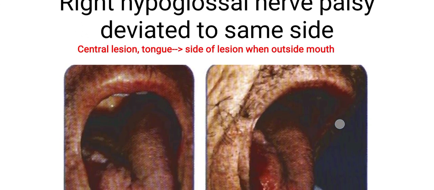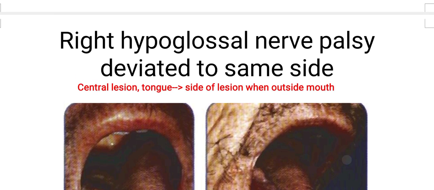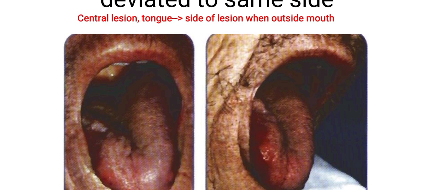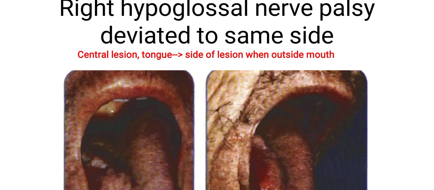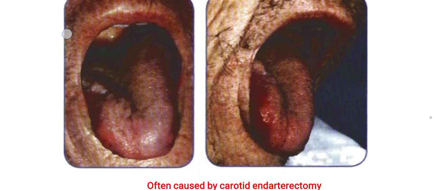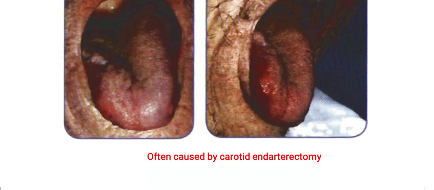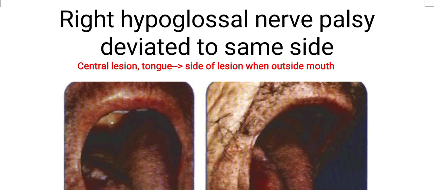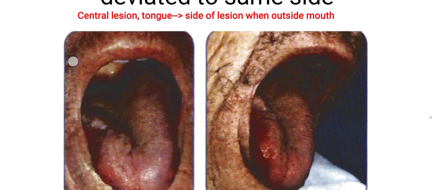Our next picture, here you can see the picture of the tongue. This is the right hypoglossal nerve palsy. The tongue is deviated to the same side as the lesion when it is put outside the mouth. This is often caused by carotid endarterectomy. The tongue will deviate to the same side of the lesion. So here, this is the right hypoglossal nerve palsy.